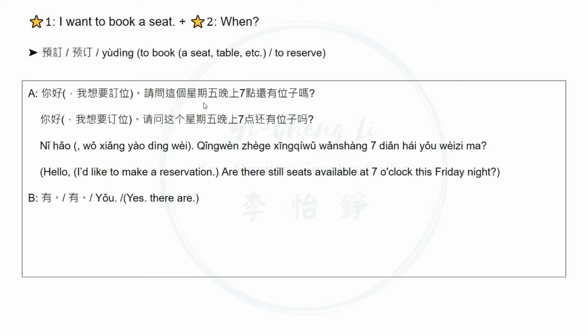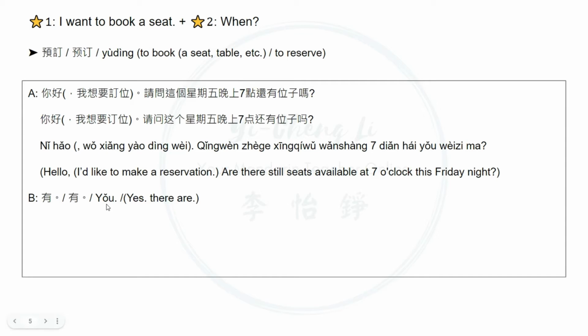请问 politely asking, 这个星期五 this Friday, 晚上 at night, 7点 7 o'clock, 还有位置吗？ Are there still seats? So you can replace whatever time you want to reserve. For example, if you want to ask about tomorrow at noon, 请问明天, instead of this Friday, I say tomorrow, 明天, and then 中午 noon, 12点 12 o'clock, 12点还有位置吗？ Still have seats? Okay. Again, you can omit this part and just say 你好，请问这个星期五晚上7点还有位置吗？ Still have seats available?